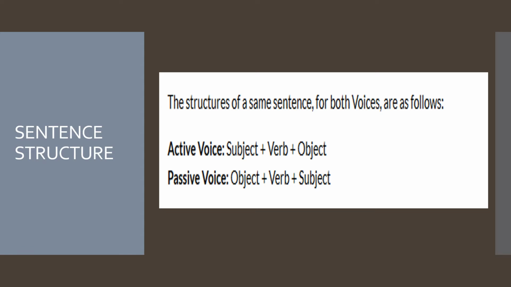Active voice: subject plus verb plus object. If you recall the sentence, I write the letter or I write a letter, in this sentence first we have I, subject, write which is verb, a letter is object. Passive voice is object plus verb plus subject. It means that a letter is written by me. In this sentence, first we have object, then we have verb, and then subject. Remember that the meaning of the sentences would remain the same, only there would be the change in the expression of that sentence.